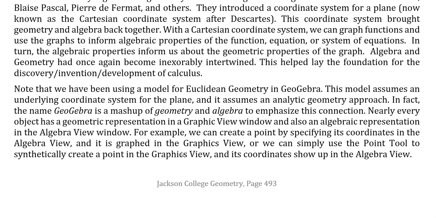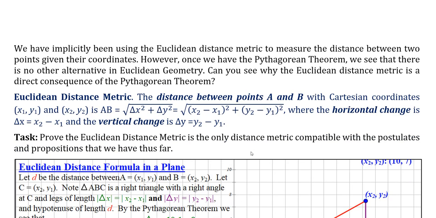Nearly every object has a geometric representation in a graphics view window and also an algebraic representation in the algebra view window. For example, we can just create a point by specifying its coordinates in the algebra view, and then it's graphed in the graphics view. Or we can simply use the point tool to synthetically create a point in the graphics view, but then its coordinates show up in the algebra view. So these things are connected together.